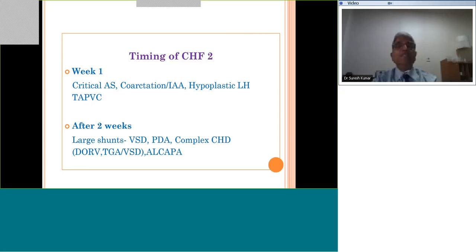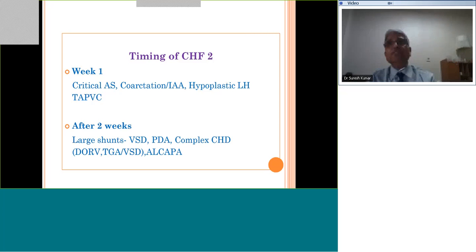Obstructed TAPVC, instead of presenting on day 1, could present later in the first week also. After the first 2 weeks are gone, meaning if the baby was all right in the first 2 weeks, and on the 3rd week or 4th week the symptoms have started, this is the time when shunts start manifesting.